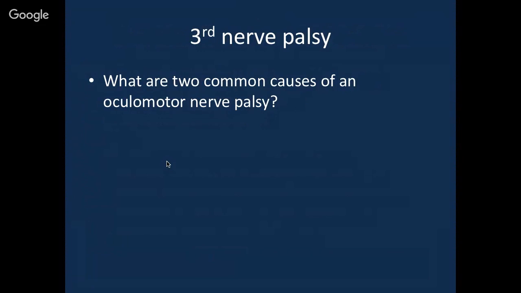I probably won't. What are two common causes of an oculomotor nerve palsy? This you see a lot on the ward. Anyone want to shout out why you might have a third nerve palsy? Yeah, raised intracranial pressure. Classically, by itself, it causes a sixth, but a different cause inside the brain, a space-occupying lesion, could compress that. Any specific things that are classic for third nerve palsy?